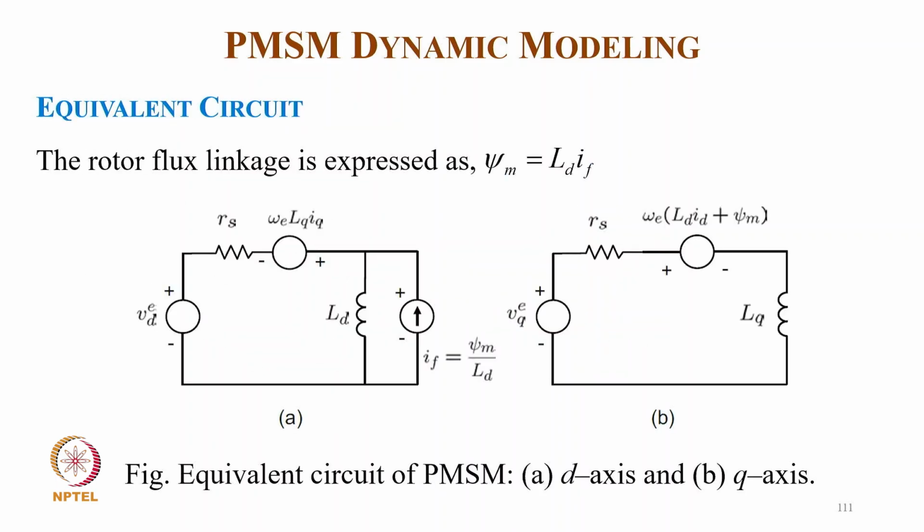Now coming to the rotor flux linkage expression, phi m equals ld times if, and you can see the equivalent circuit for the d axis and q axis. The d axis consists of vd, rs, omega e lq iq with ld and a current source if equal to phi m upon ld. Then the q axis has vq, rs, omega e ld id plus phi m, and then lq.